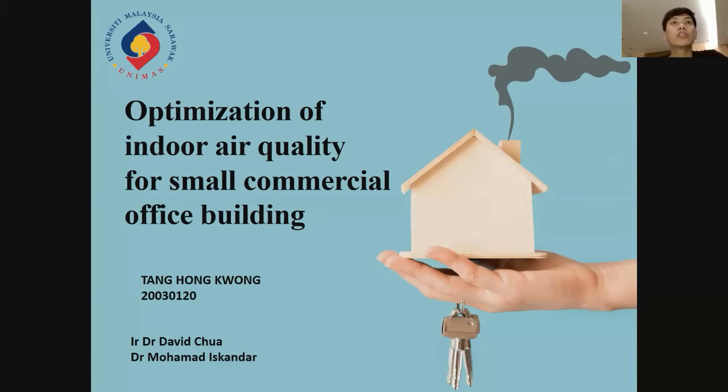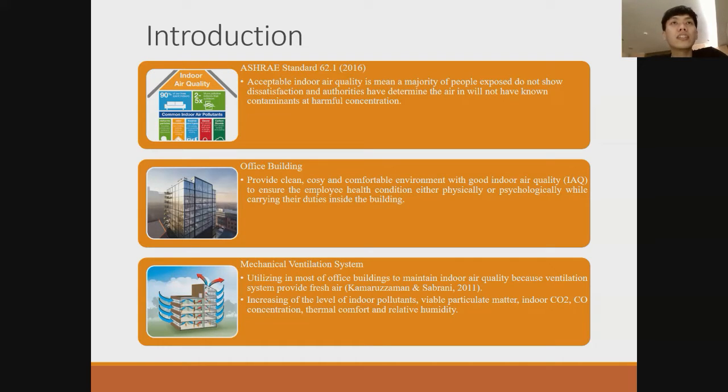I'm Bang Hongkon. Today, I'm going to present my project, which is optimization of indoor air quality for small commercial office building. Introduction. The ASHRAE Standard 62.1 stated that acceptable indoor air quality means a majority of people exposed do not show dissatisfaction and authority has determined the air will not have contaminants at harmful concentration.